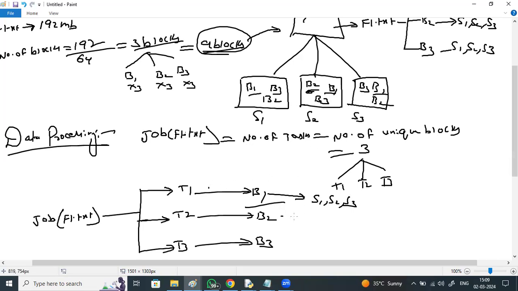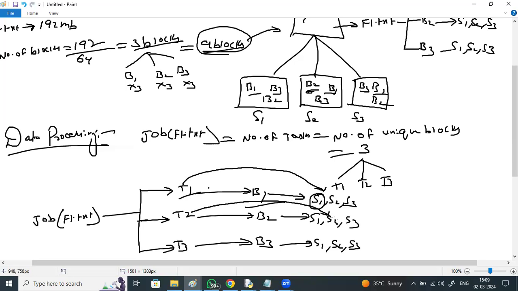T2 task can be executed by S1, S2, and S3. T3 task also by S1, S2, and S3. These tasks can be executed by all. But the master node has selected S1 only for executing T1, T2 by S2 only, and T3 by S3 only.